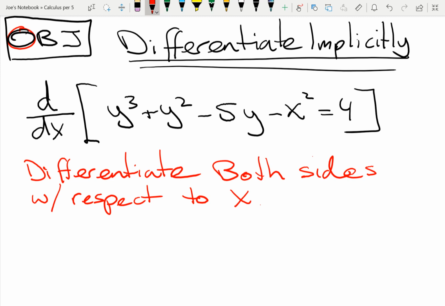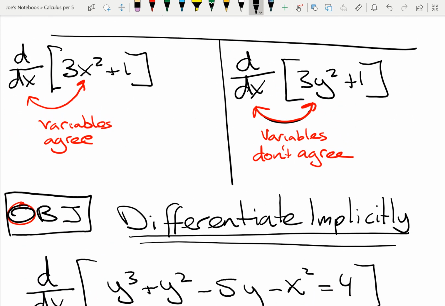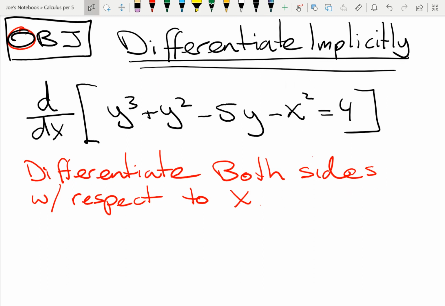So let's go through the first term. I'm going to take the derivative of y cubed. The question I ask myself: do the variables agree or do they not agree? So let me look. Here's my denominator. That's what I'm differentiating with respect to, and that's y. No, they don't agree. So I'm going to use implicit differentiation. What I see there is the outside function is cubed, and the inside function is y.